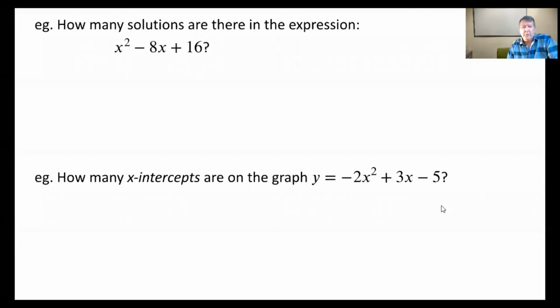Okay, let's have a look at a couple of ways that discriminant questions can be worded. First one, how many solutions are there in the expression? All right, and see, it just says x squared minus 8x plus 16. The other way you could find things worded would be how many x-intercepts are there on the graph. So that means you've got the full equation with the y equals. Okay, it means exactly the same thing.